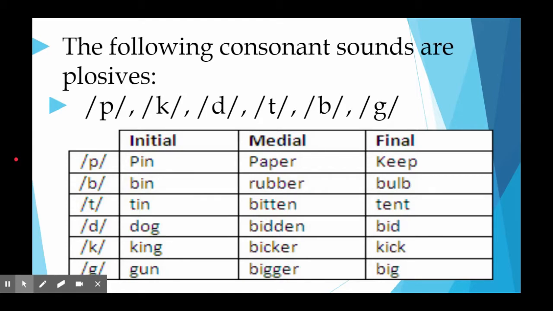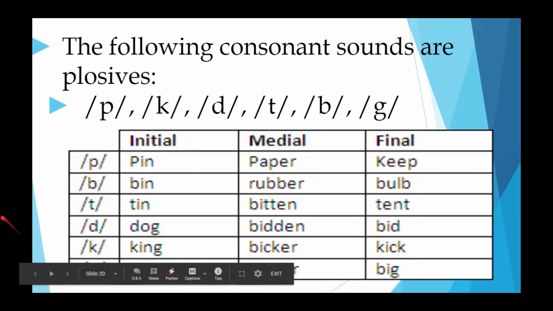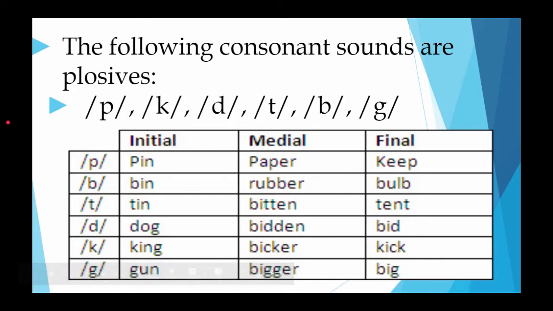We have the letter P, as in the sound P. We have the letter K, as in the sound K. We have the letter D, as in the sound D. We have the letter T, as in the sound T. We have the letter B, as in the sound B. We have the letter G, as in the sound G. So these consonant sounds can be found in either the initial part, which is the beginning, the medial part, which is the middle of the word, and in the final part, which is at the end of the word.